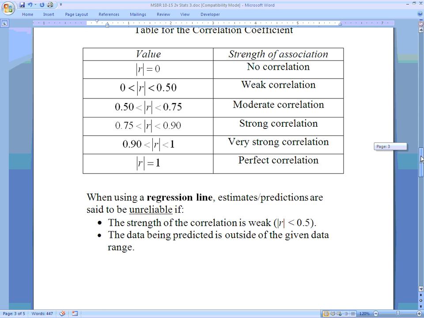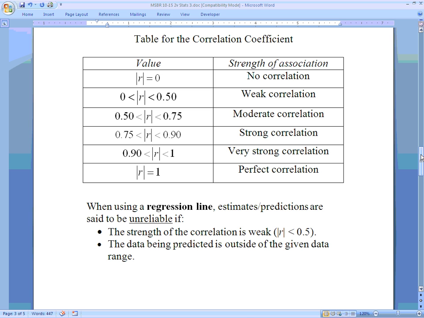The question is, do I want you to necessarily remember those? And yes, I want you to know that 0.5 and below is weak. I want you to know that 0.75 and above is strong, and everything else is moderate.